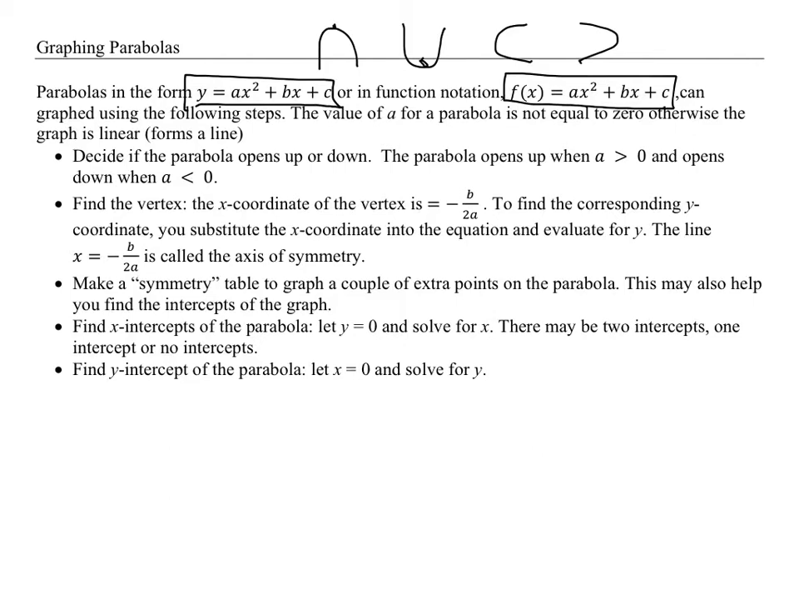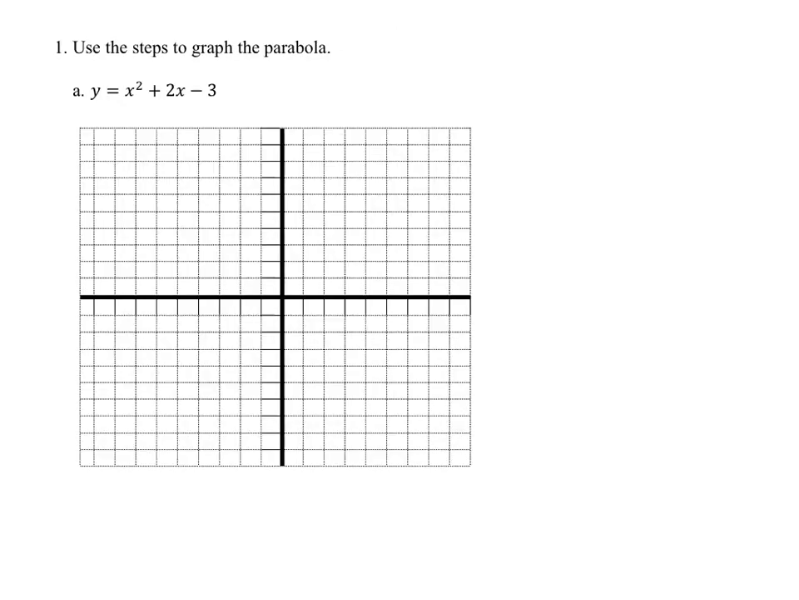And then once you get the x-coordinate of the vertex, you can get the y-coordinate. Then we're going to make a symmetry table to help us get some other points on the parabola. And then probably we're going to have to figure out where it crosses the y-axis and where it crosses the x-axis. Boom, we're done. Go for it. We're going to use the steps to graph this parabola.